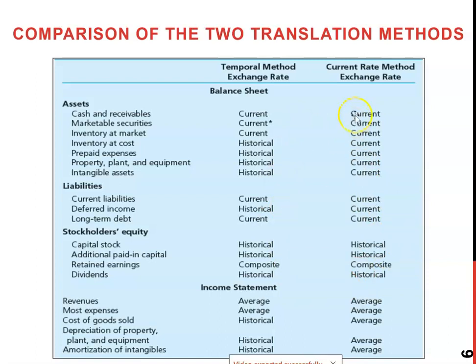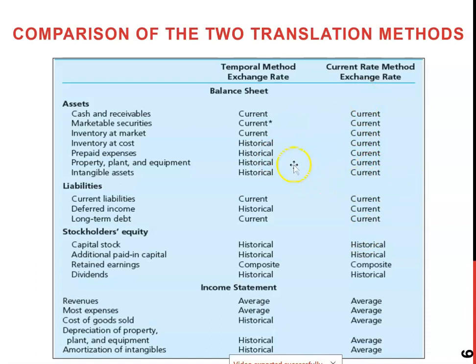So current rate always means, here you see several items where we are using current rates. Current rate means the day's rate when you are doing the conversion, and we do it at the end of the fiscal year. It's the same date when we prepare our balance sheet. So just remember, current rate means the date when you prepare your balance sheet.